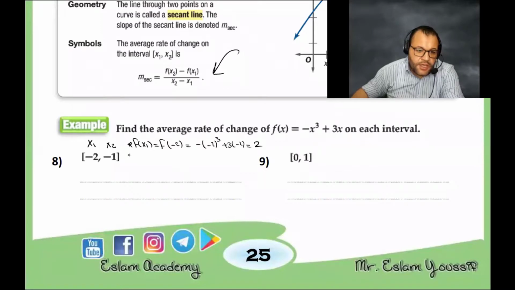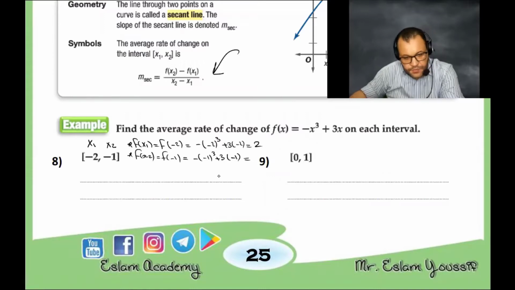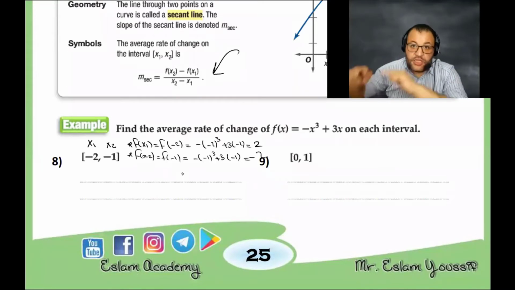Now we need to find f of x2. What is the value of x2? Which is f of negative 1. So it will be negative 1 to the power 3 plus 3 times negative 1. Please use a calculator. Please write the value without any change, inside the brackets. Oh, okay, I thought it was negative x. Yes, it's negative 2.